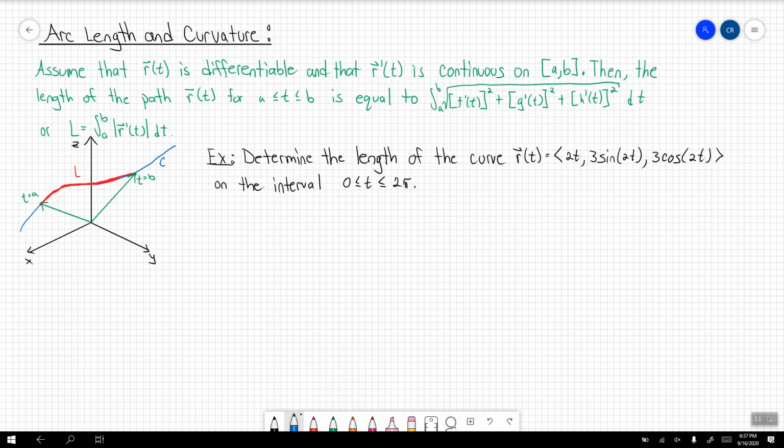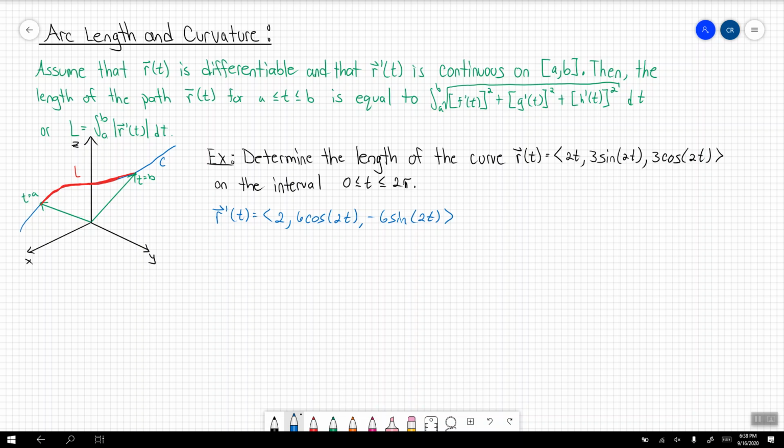And so again, the first thing that we want to do is we want to take the derivative for the function that we're given. Taking that derivative, the derivative of 2t is just 2. The derivative of 3 sine 2t, we're going to use the chain rule here, which is going to be 6 cosine of 2t. And then taking the derivative of cosine while accounting for the chain rule will then lead us into negative 6 sine of 2t.